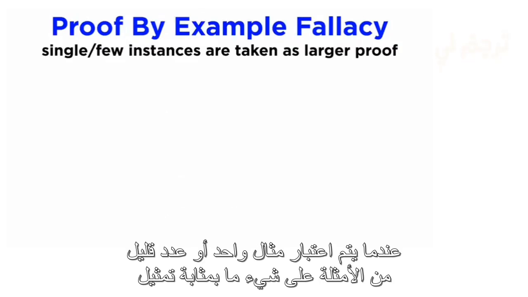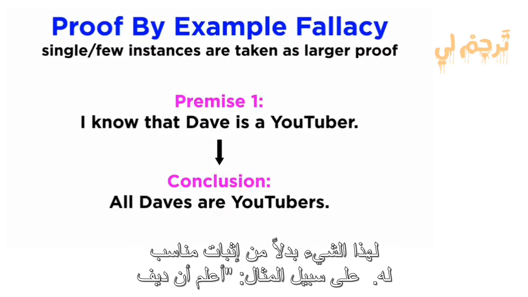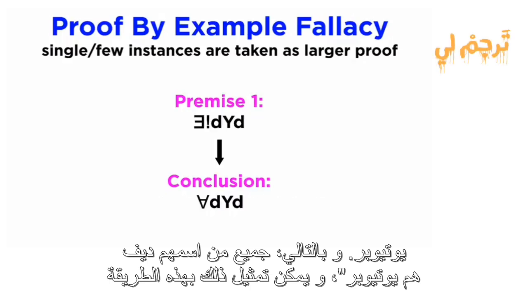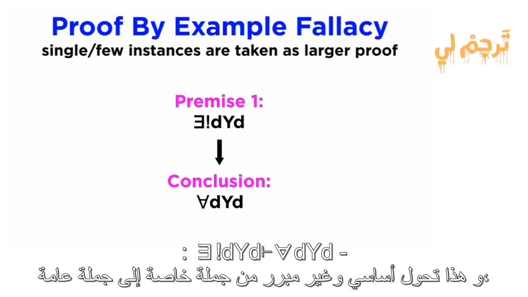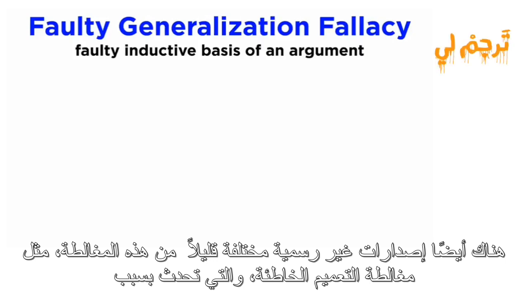We can also talk about the proof by example fallacy in quantificational logic that happens when a single or merely a few instantiations of something are taken to be representative of that thing instead of an adequate proof of it. An example would be, I know that Dave is a YouTuber, therefore all Daves are YouTubers, which can be represented this way. This is a basic and unwarranted shift from a particular to a universal sentence, which can also be represented this way.